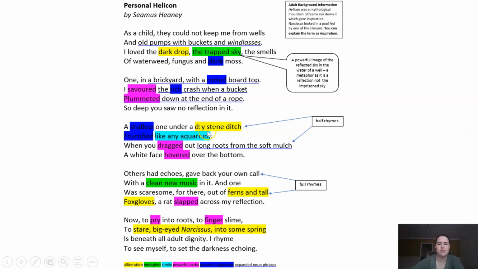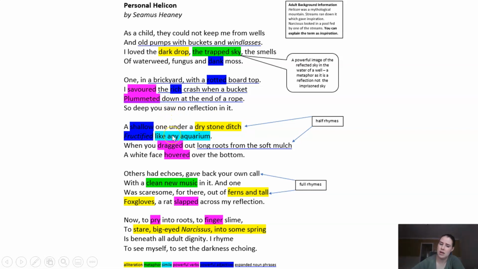We've then got some rhyming here. We've got dry stone ditch and the soft mulch. Now, this is what we call a half rhyme. So it's where it sort of sounds like it rhymes, and obviously it's got the ch sound that ends on the end. So rather than it being like ditch and mitch or dolch and mulch, you've still got the ch sound, the air that's on the end of it.